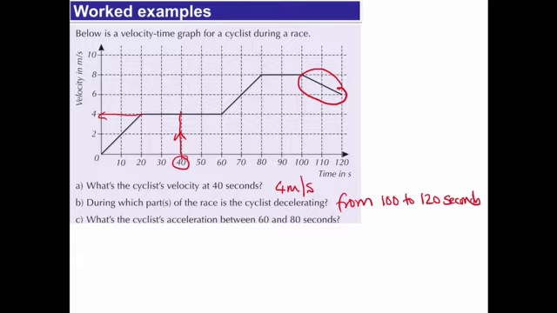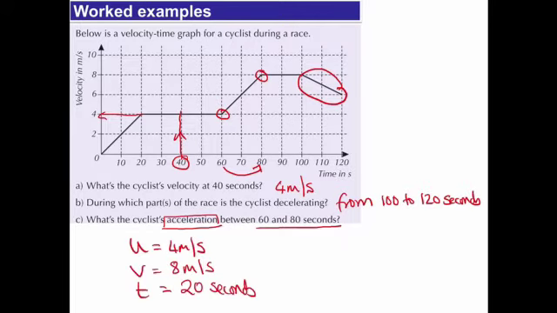What's the cyclist's acceleration between 60 and 80 seconds? Right, we're working out the acceleration. They've given us some information here. So find those 2 points on the graph. Examiners love it when you annotate graphs. It lets them see how you're thinking.